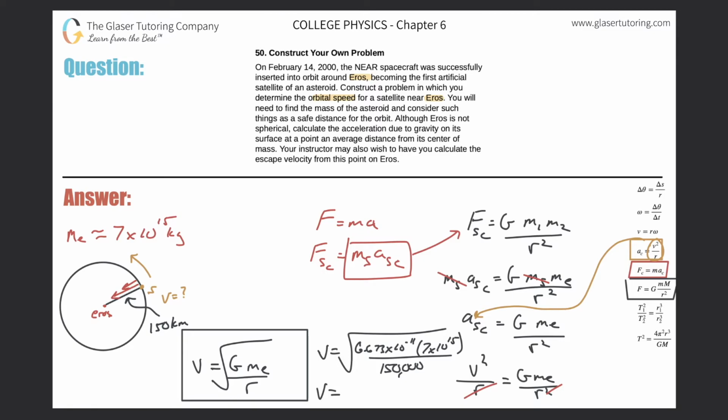And we'll find that the orbital speed, aka orbital velocity, will simply be the square root of 6.673 times 10 to the minus 11, times 7 times 10 to the 15th, divided by 150,000. And what do we get? A very small number, right? This is very tiny. This is 1.76 meters per second. That's a really small orbital speed.